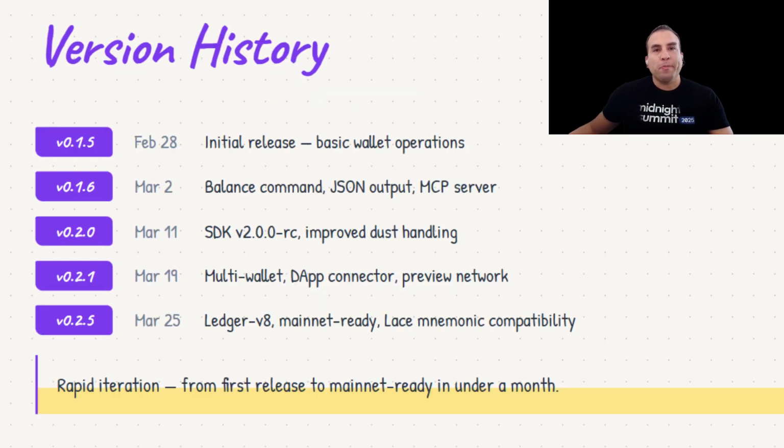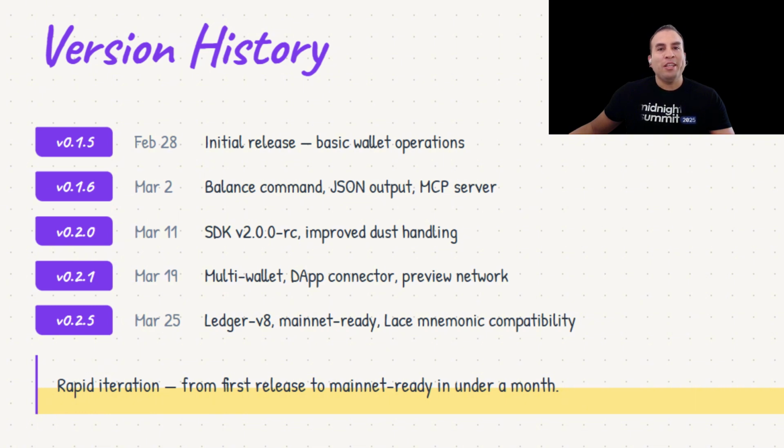Quick bit of history. The tool started at version 0.1.5 as a basic CLI wallet. Over time, it picked up the DApp connector, JSON outputs, MCP support, multi-wallet management. Version 0.2.5, the current release, is the one that brought Lace compatibility with the BIP39 mnemonics and BIP44 derivations. That's the mainnet ready version. So this is not just a toy project. It's been through several iterations and it's designed for real use.